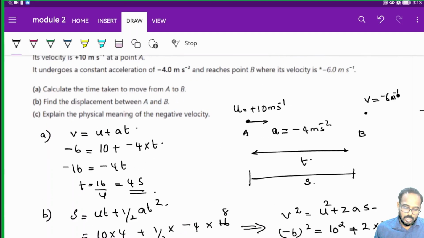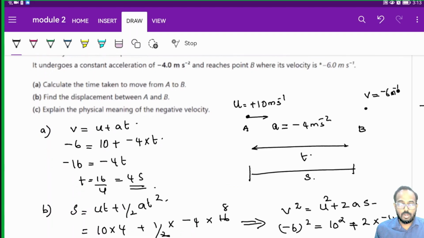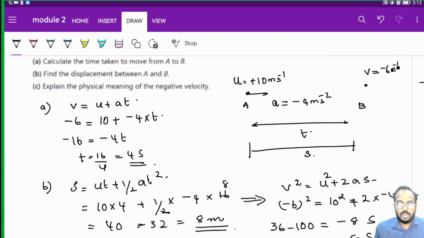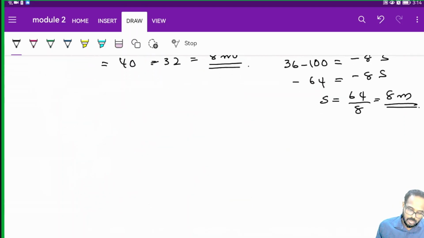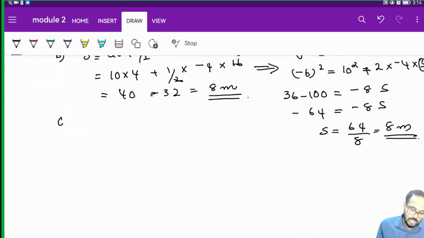The third one. Explain the physical meaning of the negative velocity. Okay. What is this negative velocity? The negative velocity means the direction is opposite. The direction has reversed. It doesn't mean that there is no acceleration or the velocity is zero, nothing. That negative sign means the direction has reversed. Got it? So see the physical meaning of negative velocity.